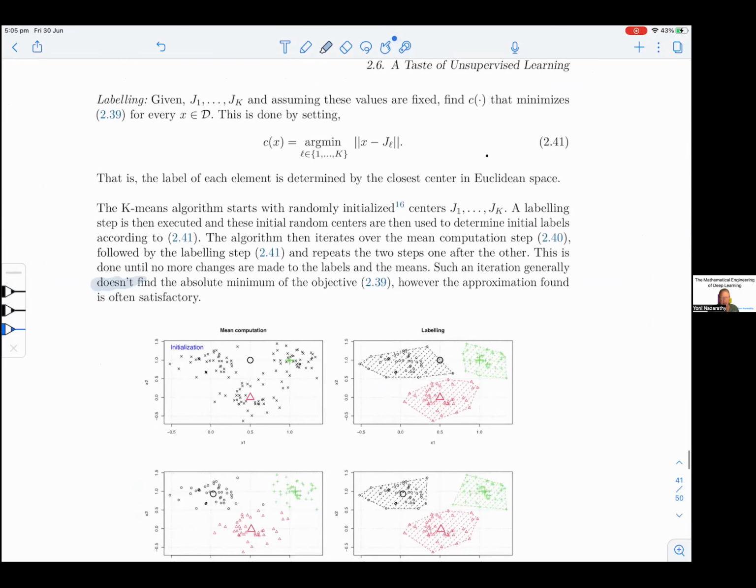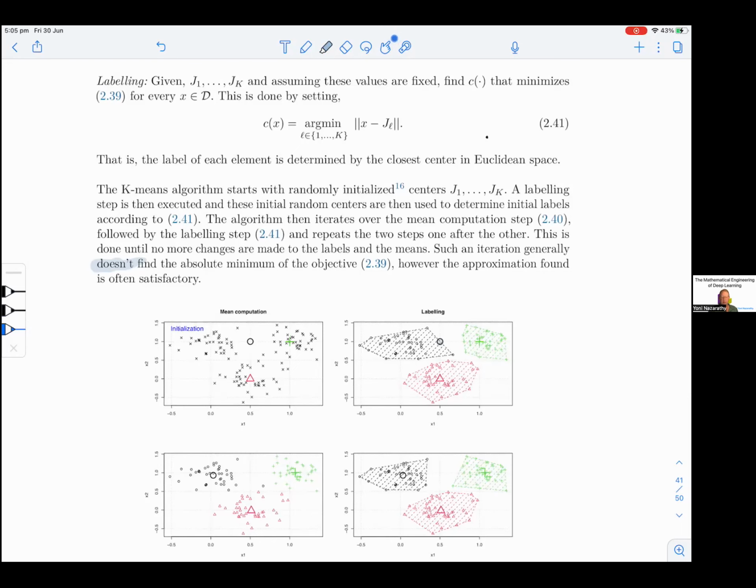Labeling. Given J1 through Jk, and assuming these values are fixed, find C that minimizes 2.39 for every xj. This is done by setting C of x, the cluster of some point x, to be the center, over all possible centers, that is closest to it. Okay, that's what this equation means. That is, the label of each element is determined by the closest center in Euclidean space.